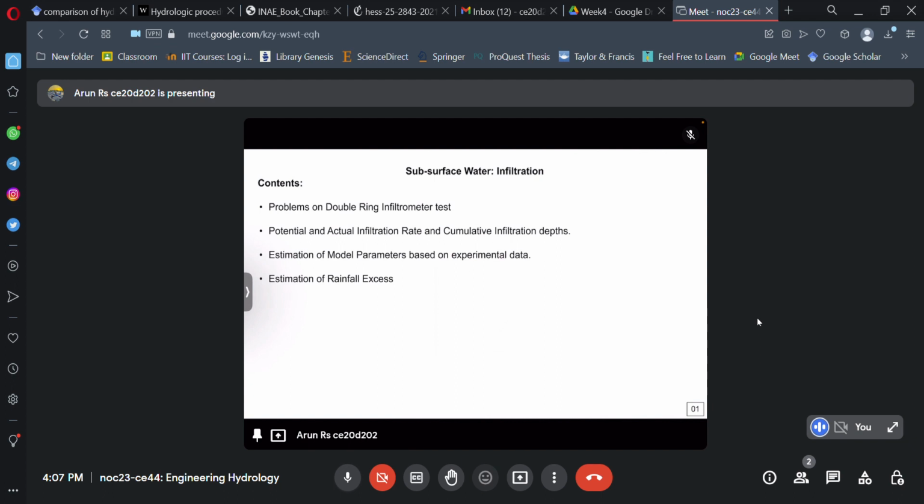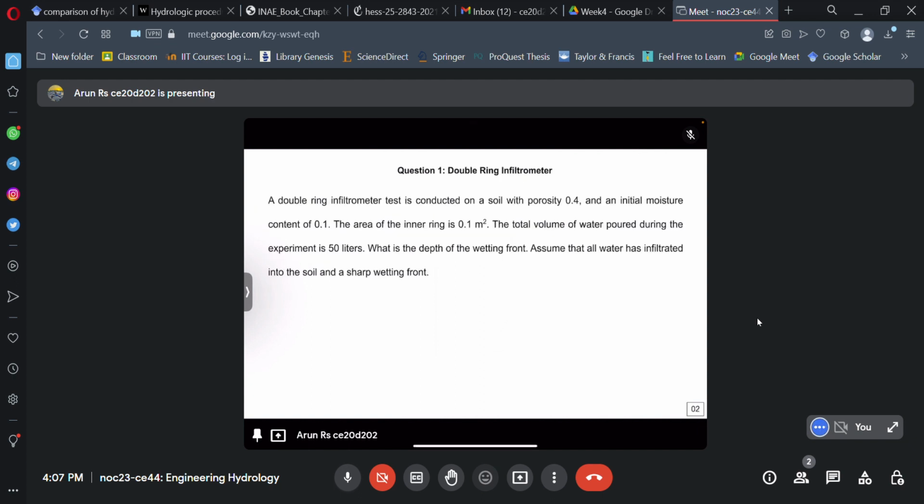So we'll be seeing those problems, and for the final part we'll be seeing how to estimate the rainfall excess. In this you'll be provided with some infiltration model, and you'll be given some rainfall, and you should estimate what the rainfall excess is. So we'll move on to the first problem.